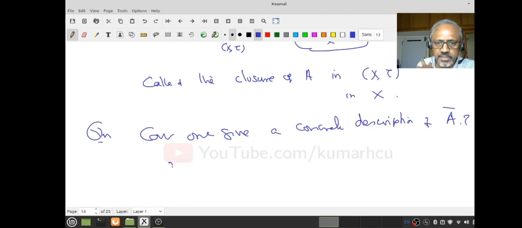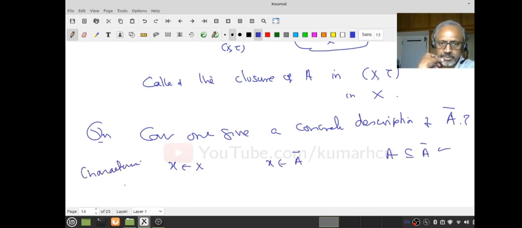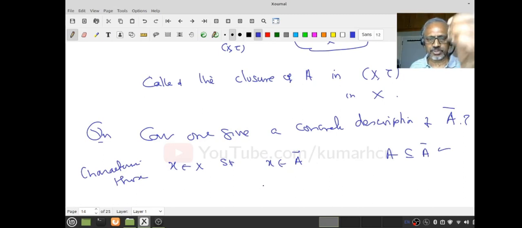What does concrete description mean? It means that if you give an element X, I can say when X belongs to A closure. Remember, A is always contained in A closure. This is always true. So I have to characterize those X in the space so that X belongs to A closure. That is, if I find the condition when an arbitrary element X is in the closure of A, then I have found all the elements of A closure.